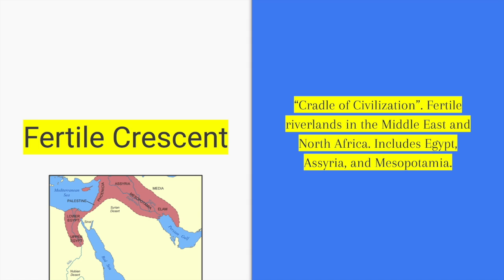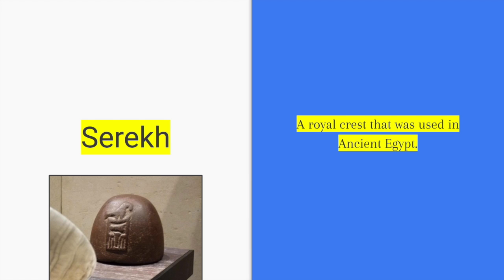The third one is Fertile Crescent. This is also called the cradle of civilization. It includes the fertile riverlands in the Middle East and North Africa, and it includes Egypt, Assyria, and Mesopotamia. A lot of historians focus on Mesopotamia as being kind of the first hub of civilization, but today we're going to be focusing on Lower Egypt and Upper Egypt, as you can see in the picture.